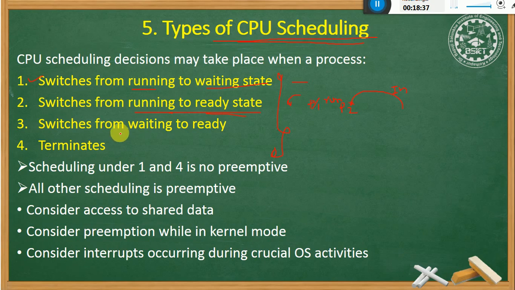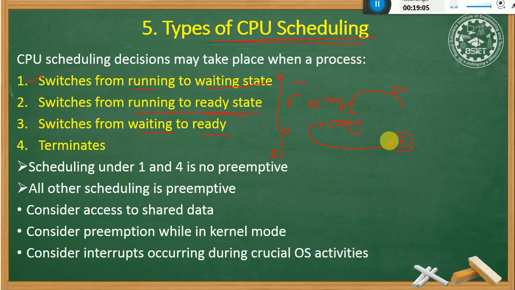Next, the third condition is switching a process from waiting to ready. Waiting to ready means, when P1 is in the waiting queue of an I/O device and the I/O completes P1's request, then P1 is shifted back to the ready queue for the CPU. So that is the process state diagram.